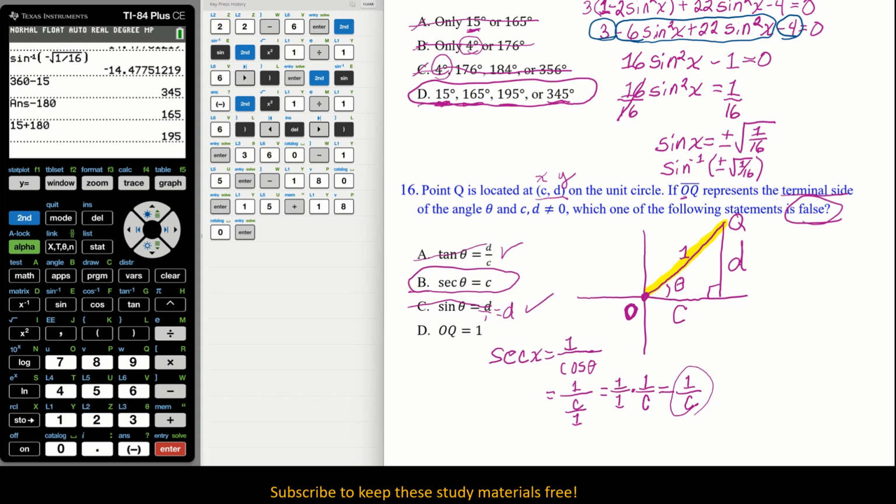Okay, now we've already stated the obvious that OQ equals 1. Well, we know it does because it's a unit circle and it has to. So, yes, the false item would be B, secant equals C. It does not. Obviously, we are correct. It equals 1 over C.